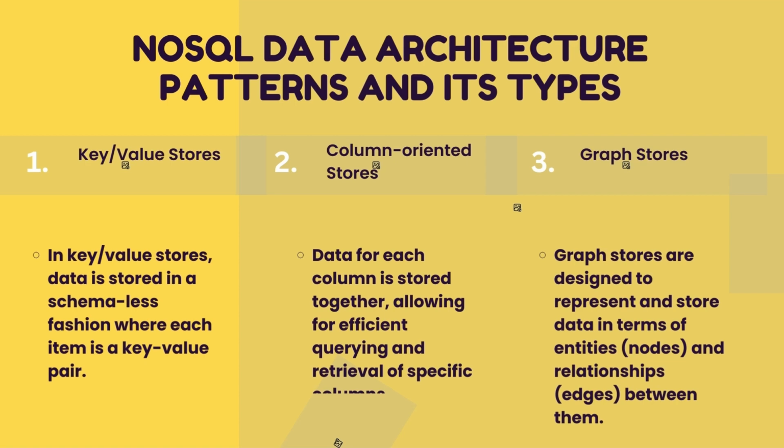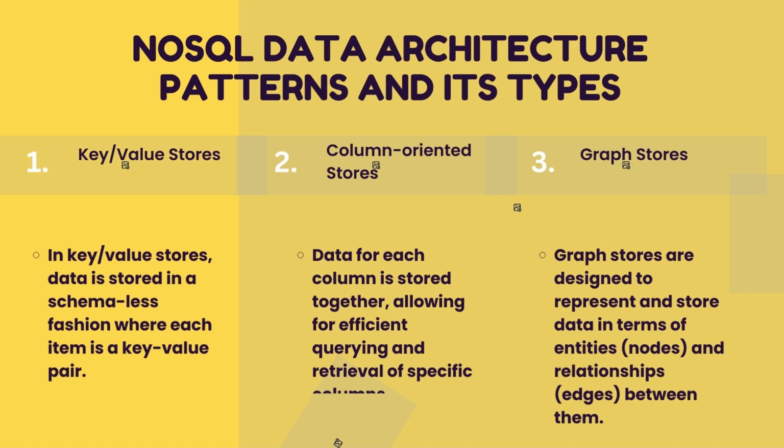The first one is key value stores. In key value stores, data is stored in a schemaless fashion where each item is a key value pair. They are highly performant for simple retrieval and storage operations. Examples include Redis, Amazon DynamoDB, Riak, etc.